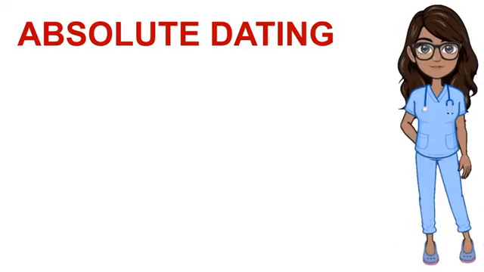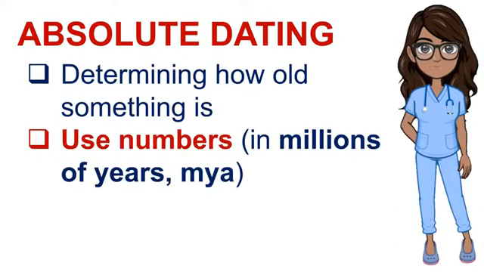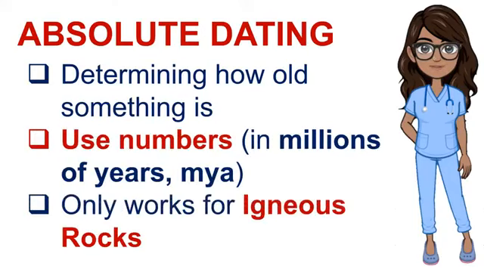Absolute dating is a method of measuring the absolute age of an event or object. In determining the absolute age of rocks and fossils, scientists analyze isotopes of radioactive elements. Absolute dating is determining how old something is. It uses numbers in millions of years or MYA, and it only works for igneous rocks.